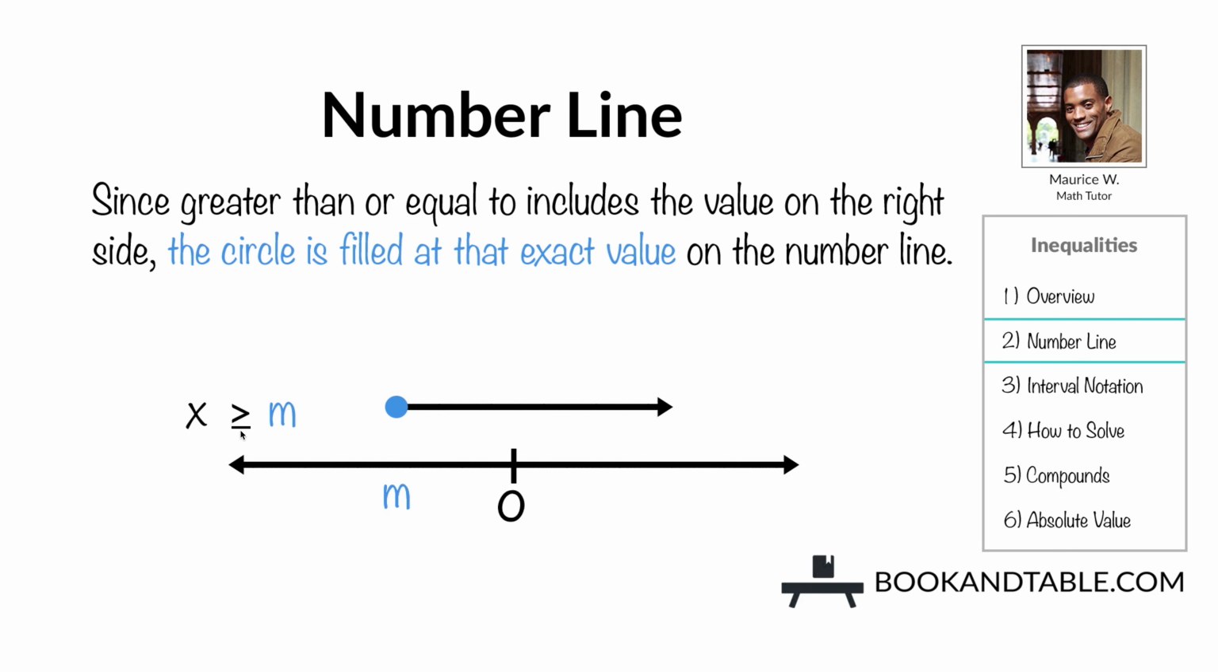If x is greater than or equal to the value on the right side, the circle is filled at that exact value on the number line. So you fill in a circle above the value on the right, and then you draw an arrow going towards the right side of the number line. X is greater than or equal to -7. You go to -7 along the number line, draw a filled in circle, and then draw your arrow to the right.